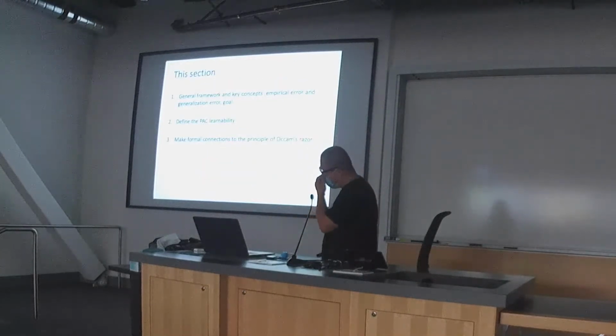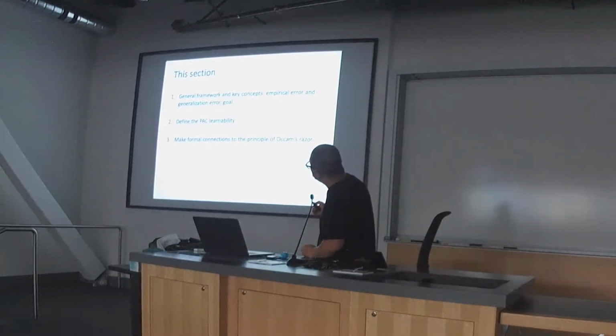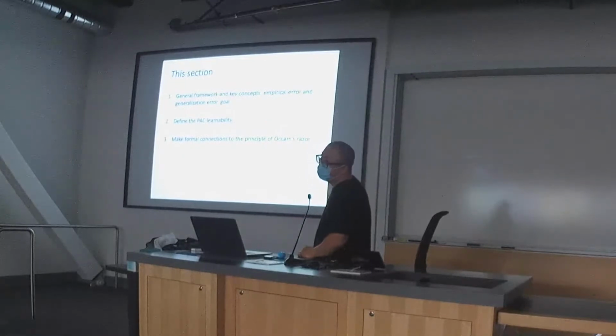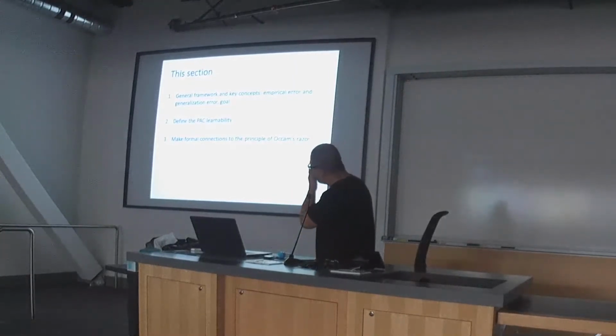So, okay, we're going to first talk about the general framework and key concepts in computational learning theory, which includes empirical error, generalization error, and the learning goal. What does it mean to have a good learner? You will see that a little bit from our intuition, because we actually don't have any deterministic guarantees about learning algorithms. All our guarantees can only be stated in terms of probability. I will explain why later.